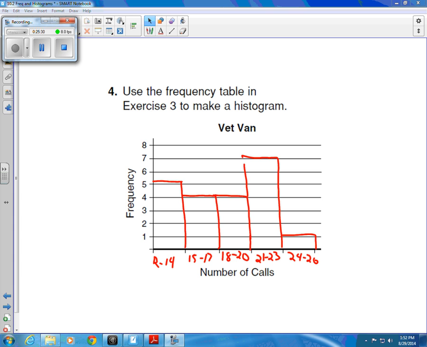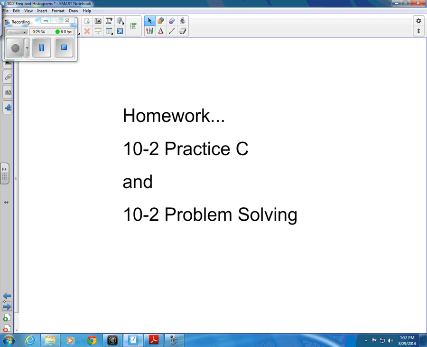Great. Now you guys should be experts on histograms or frequency tables. I want you to go ahead and practice with 10-2 practice C and 10-2 problem solving. This should be in your packet you got from class or on your online website. You will check your answers back. They will be posted. There we go. There's frequency tables and histograms.